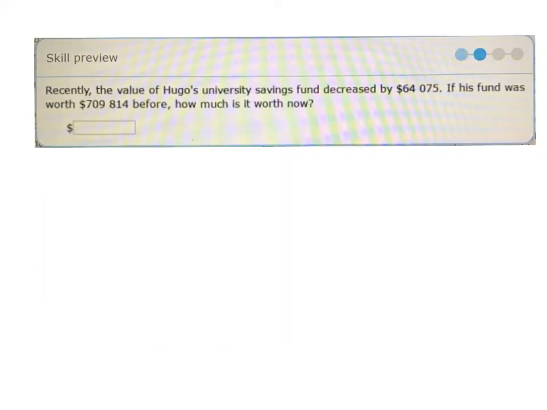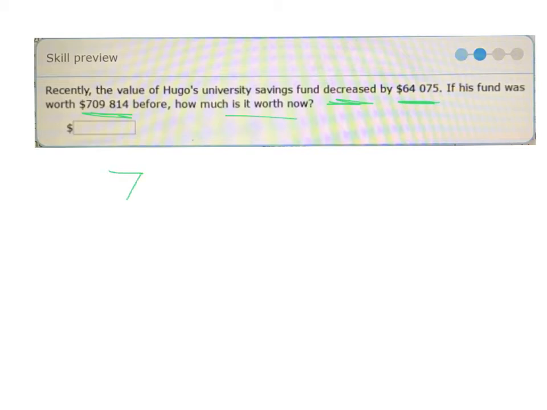This next example says, recently, the value of Hugo's university savings fund went down by $64,075. If his fund was worth $709,814 before, how much is it worth now? So underlining the important information. It has decreased, gone down by this much money, and before it was this much. So they want to know how much it is worth now.